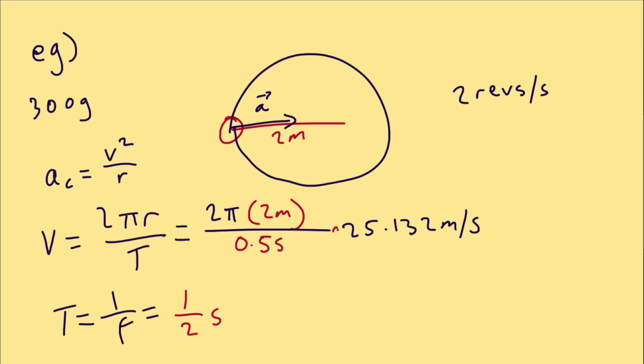Now let's use the centripetal acceleration formula, which is velocity squared, so this number squared, divided by radius, which is 2. And when you solve that, you get roughly 315 meters per second squared.